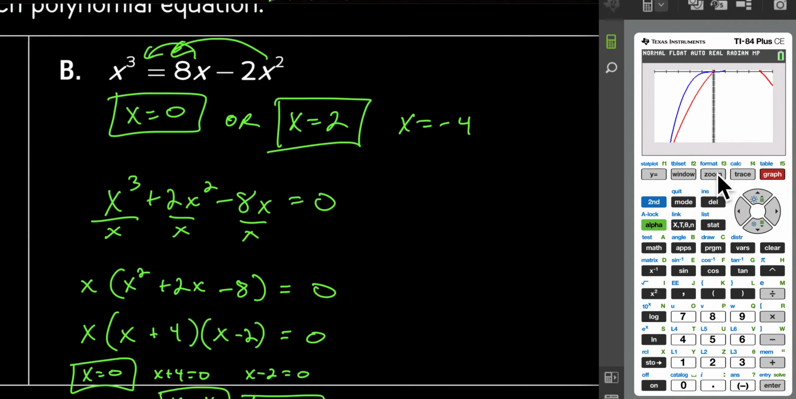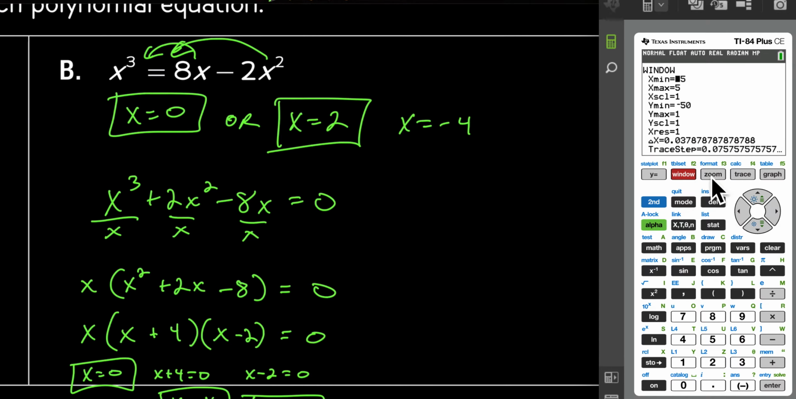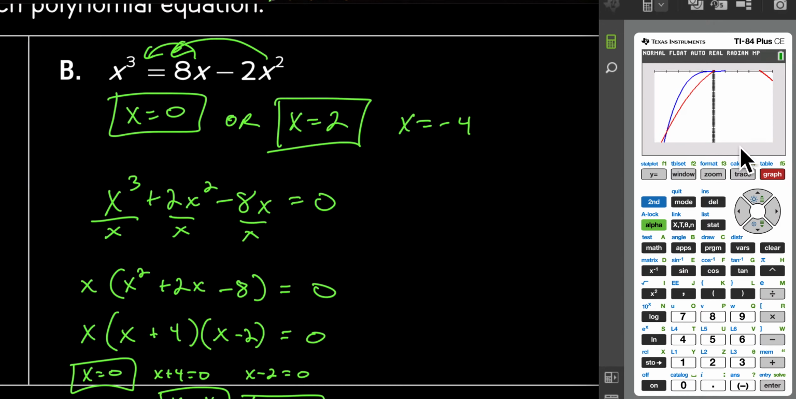So I'm going to go even lower than 50. I'm going to go down to negative 75. This is a nice way to show us some of the limitations of the calculator. You have to really know how to work this window. And now I see that third point of intersection. So now that I see it, I can calculate it. Second, calculate. Number 5 is intersect.